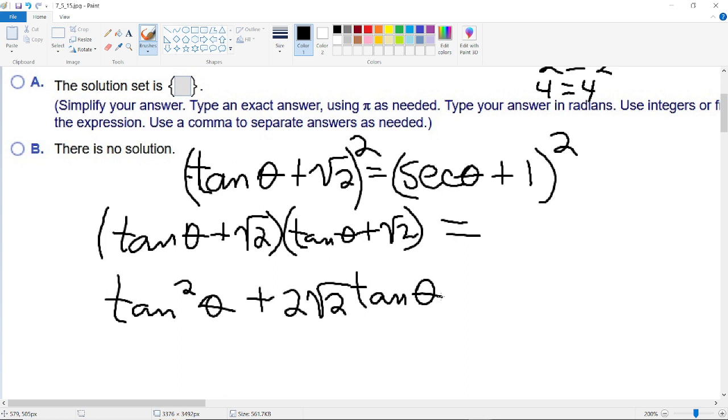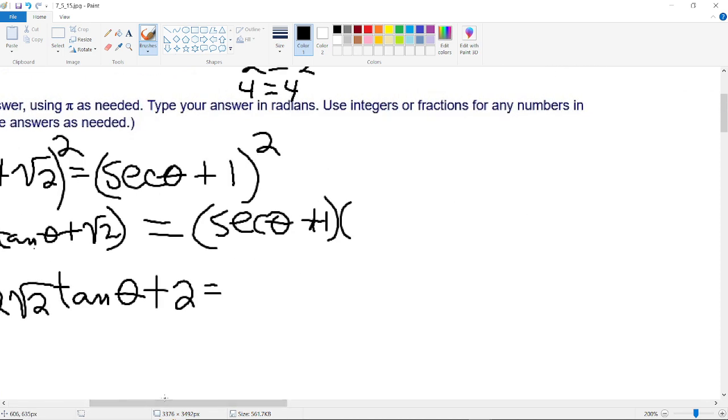So I'm just doing first times first. Inside times inside, that's square root of 2 tangent theta. Outside times outside, square root of 2 tangent theta. There's 2 square root of 2's tangent theta. And then last times last, square root of 2 times square root of 2 is 2. That equals secant theta plus 1 times secant theta plus 1. So now I'm foiling it.